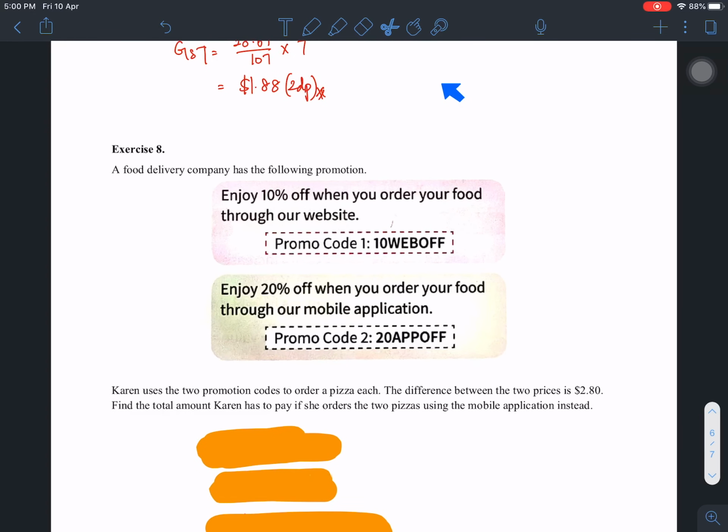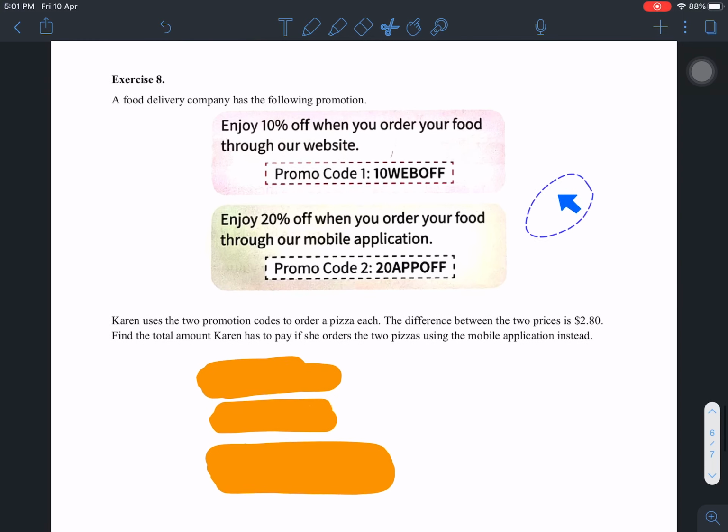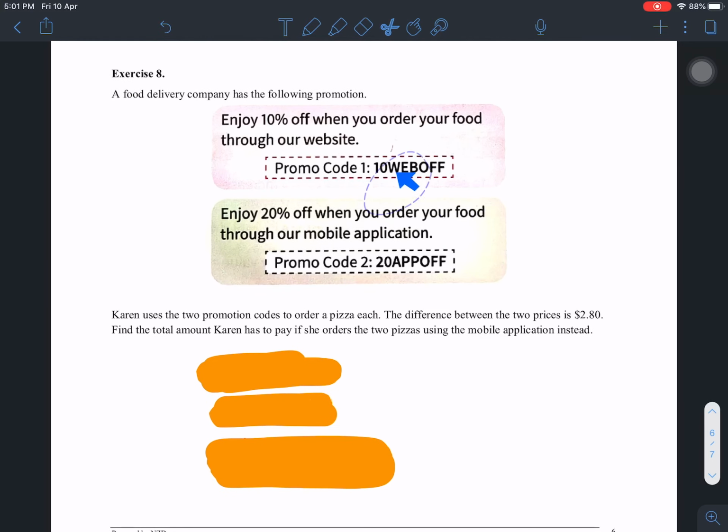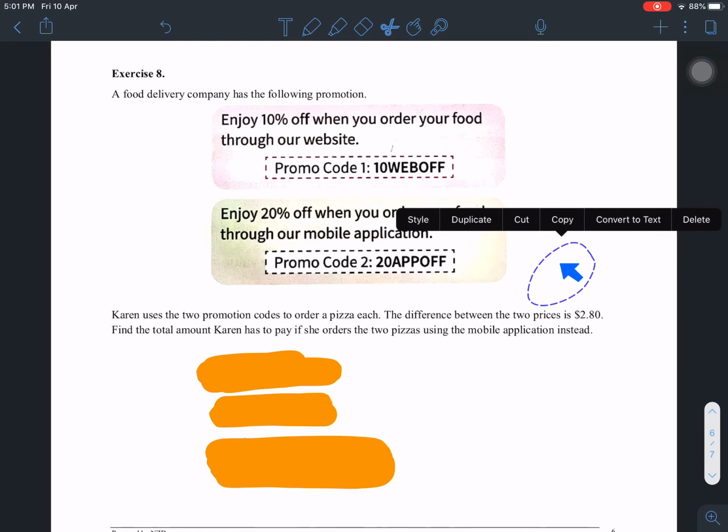Okay, we have come to the last question. Last question, exercise 8, gives us information about a food delivery company. So basically we understand that if you order your food through the website, you get 10% off when you apply this promo code. And if you use their mobile application, you get more discount. In fact, you get 20% discount, if you use this promo code.